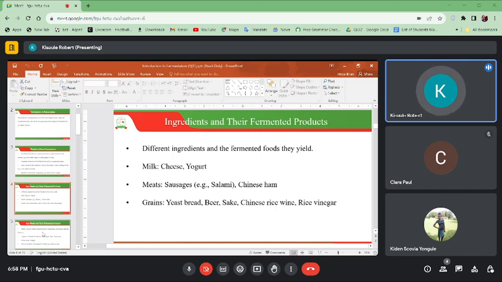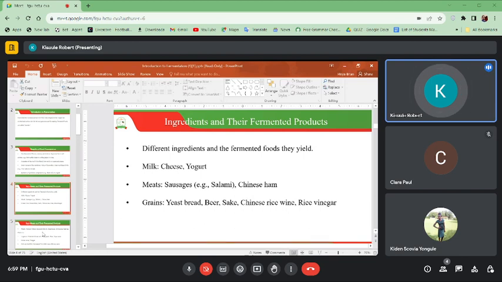Also, friends, let's engage ourselves in this slide: ingredients and their fermented products. What products do you get after fermenting these ingredients? So the different ingredients and their fermented foods they yield. For milk, like we had seen, we talked of cheese, we talked of yogurt, etc. The hard cheese, the soft cheese, etc. For meat, we've talked of sausages, or some call them salami, and the cheese ham, which I'm not so sure. I wouldn't want to give you wrong information on this, but we understand that sausages, for example salami and cheese ham, come from these fermented products.